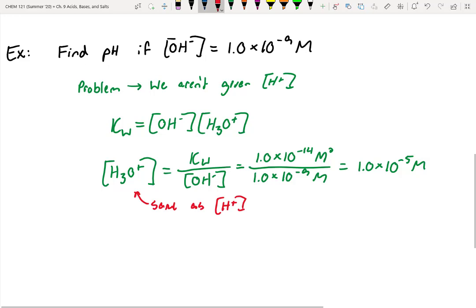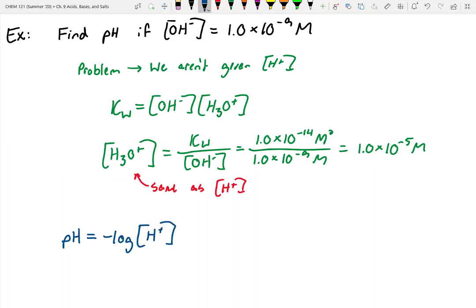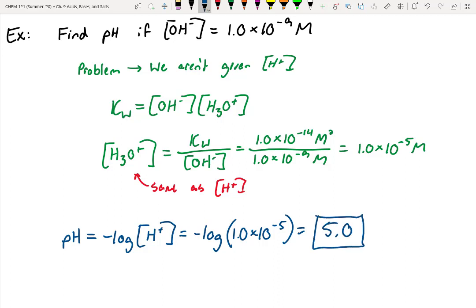All right, so now we're set up to do the problem. So we could say, well, pH is equal to negative log of our H plus, which we just found. So we could type it into our calculator as negative log of 1.0 times 10 to the negative fifth, which in this case comes out to be 5.0.